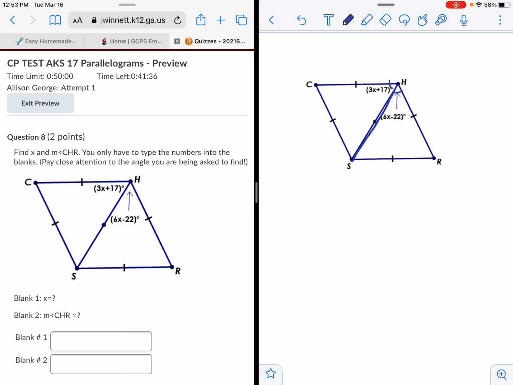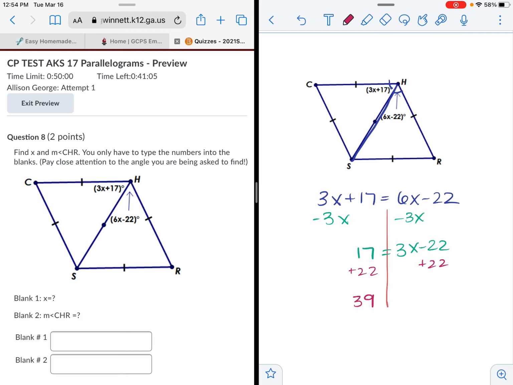So in order to solve, I'm going to set them equal. So 3x plus 17 equals 6x minus 22. As I'm solving this, first thing I'm going to do is move the smaller x. So that would be the 3x. I'm going to subtract it over. So I get 17 equals 3x minus 22. Now I'm going to add 22 over.